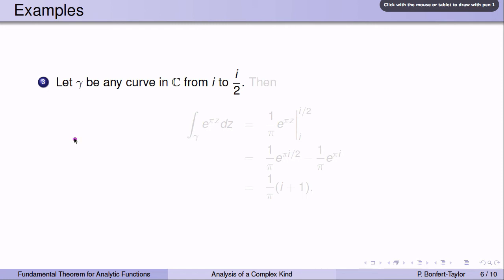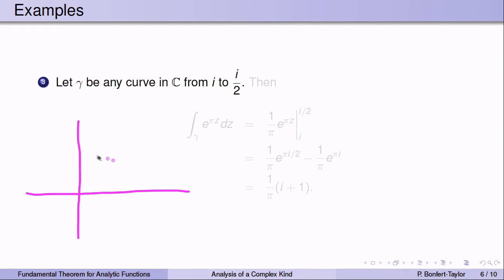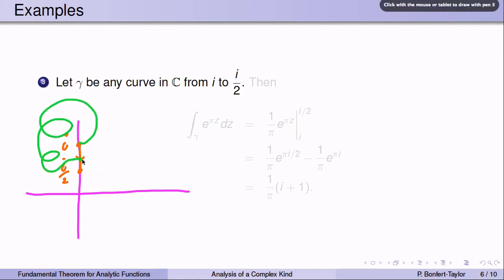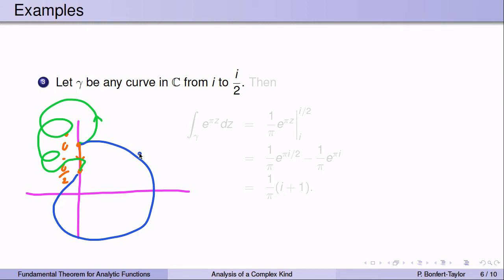Let's look at another example. Suppose gamma is any curve in the complex plane from i to i over 2. So I could clearly simply go along the imaginary axis, but I could also go a really complicated path, or a path like this, any path.